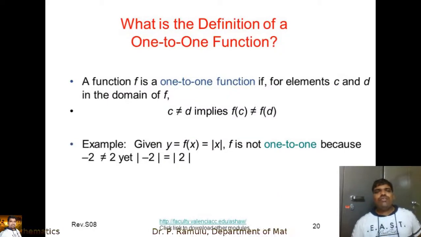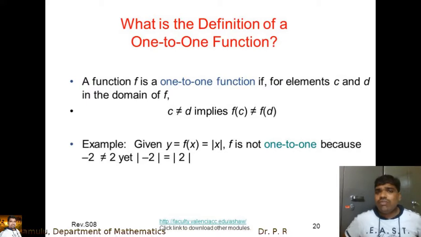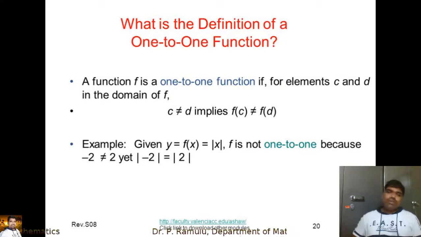What is the definition of a one-to-one function? The other way, already defined just now: a function f is one-to-one if for every pair of elements c, d of the domain of f, c not equal to d implies f of c not equal to f of d.